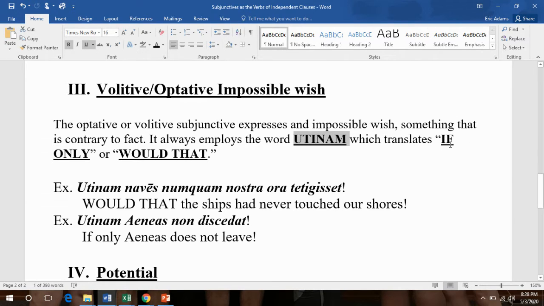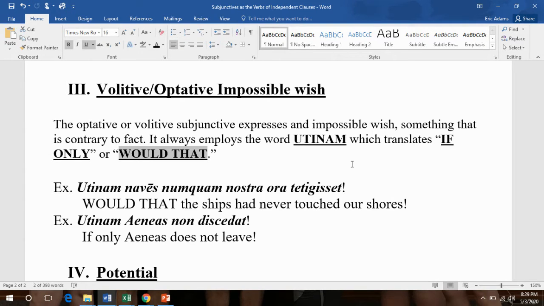Now, you can translate the utinam if only, but if you want to really sound British, you should translate it would that. You could have it like you are an English butler, when, of course, the mean taskmaster of a boss, the fellow who's the master of the house, makes an impossible command of the butler.